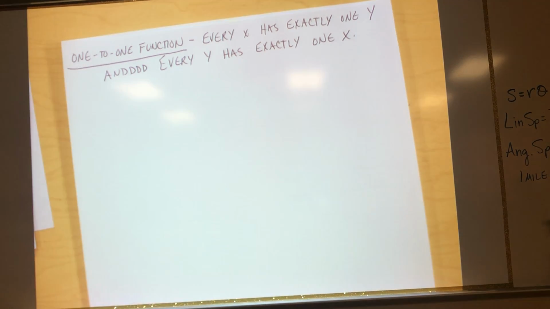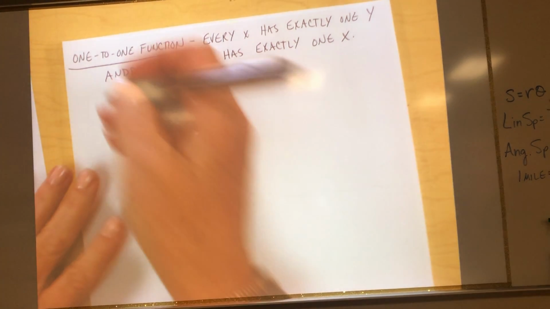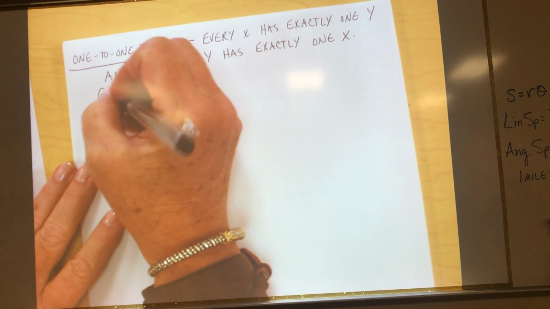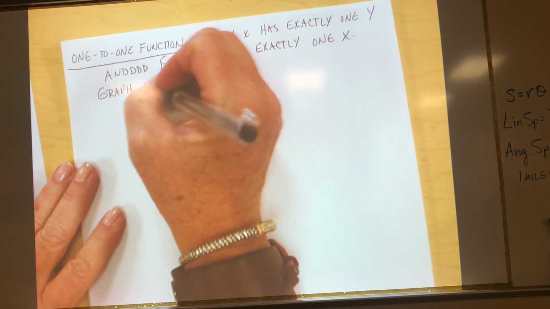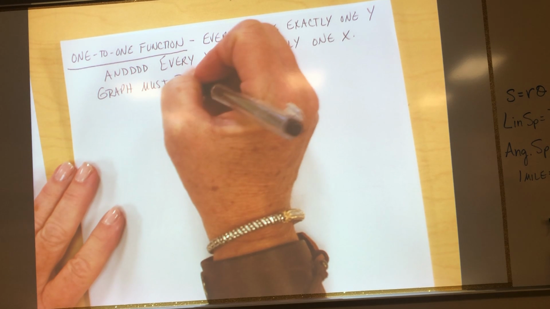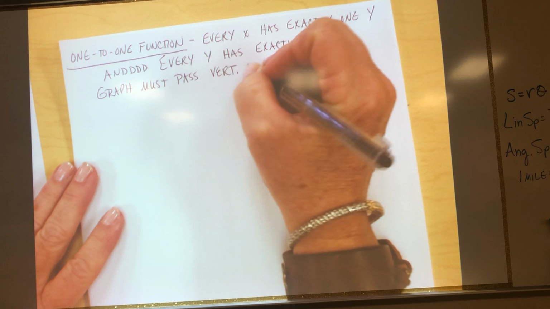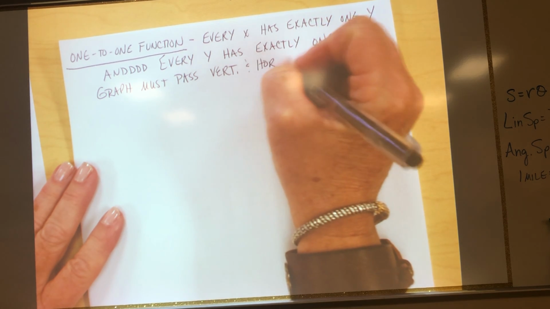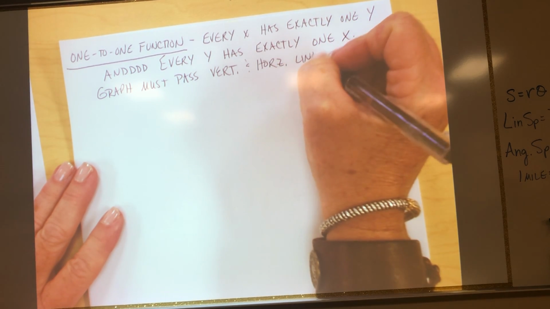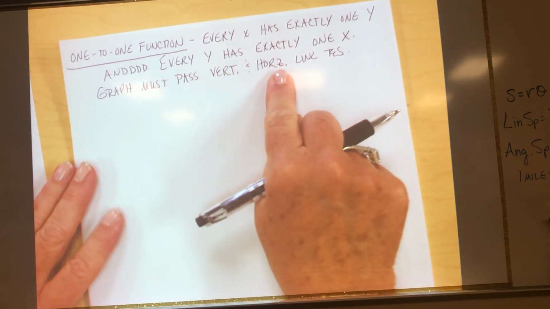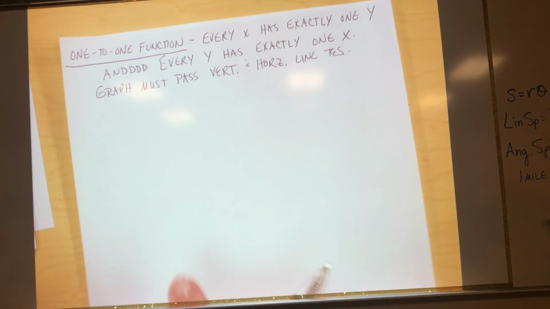What if I give you a graph? How did you tell if it was a function? Vertical lines. It had to pass the vertical line test. How are you going to tell if it's a one-to-one function? On a graph, it must pass the vertical line test, which tells if it's a function, and the horizontal line test. The horizontal line test is going to tell if it's a one-to-one function.